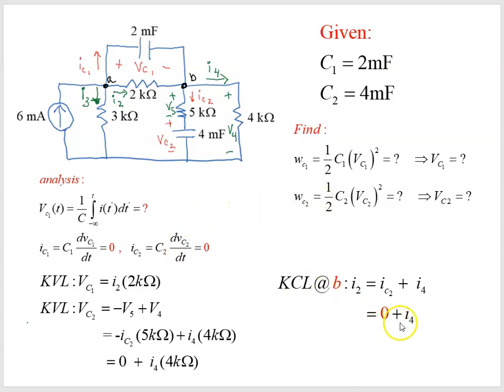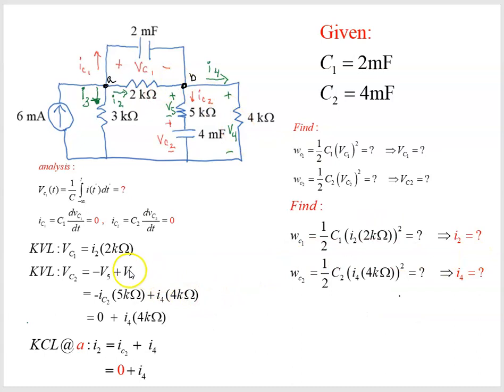So if we want to find I4, we can do a KCL here at B. We have I2 flowing in, we have IC2 flowing out, and I4 flowing out. IC2 again is 0, so that makes I2 equal to I4. That's going to make things a little bit easier. So what we've done for our analysis is this KVL and Ohm's law, where VC1 is equal to I2 times 2 kiloohms, and then we did a KVL to find out that VC2 is I4 times 4 kiloohms.